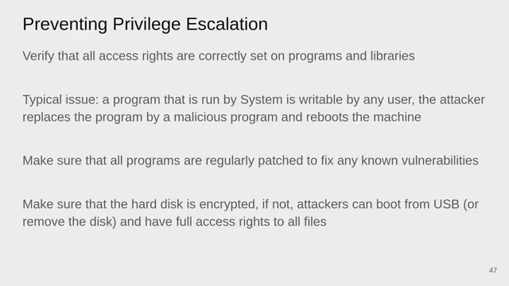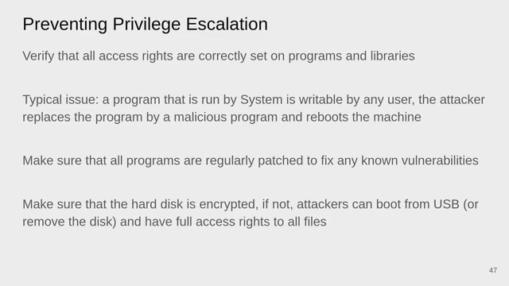As a second step, you would like to prevent privilege escalation. So for example, verify that all access rights are correctly set on programs and libraries. Make sure that all the programs are running at the minimum set of privileges they actually need. One issue could be a program that is run by system is writable by any user, allowing the user to replace this program and then through the malicious program escalate their privileges. Make sure that all programs are patched to fix known vulnerabilities and continuously update.